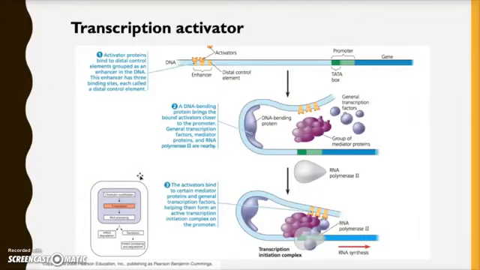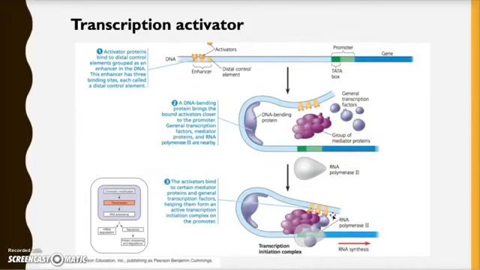And this is an example of how an activator works. First of all, the activator protein will bind with the enhancer, and then a DNA binding protein here will bend the DNA to bring the activator closer to the promoter. After that, the activator will bind to certain mediator proteins and general transcription factors to form a transcription initiation complex.